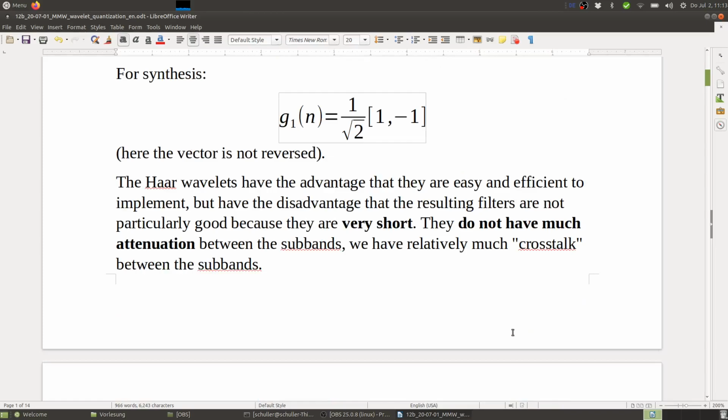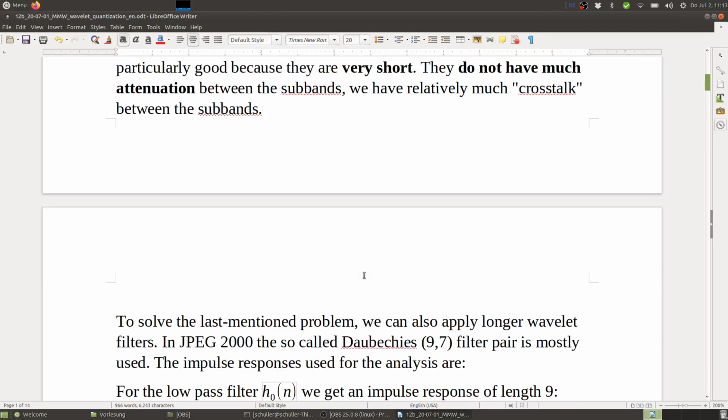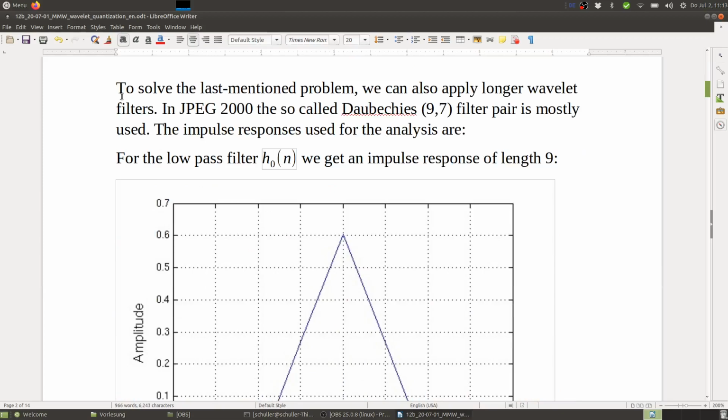So this is a disadvantage of the Haar wavelet. The advantage is they are really easy to implement. They do not have much attenuation between the subbands. We have relatively much crosstalk between the subbands. To solve this last mentioned problem, we can also apply longer wavelet filters, which we already saw.